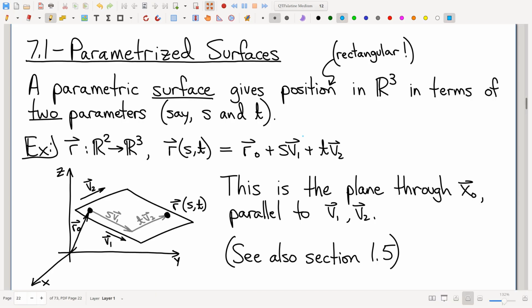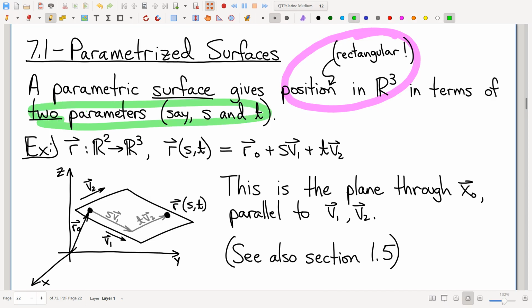We're going to talk about parameterized surfaces and take it from there. Okay, so good news. We've already done one. A parametric surface gives position in space as a function of two parameters instead of just one. And here's the example we saw long ago. This is back in section 1.5, and there was a related homework exercise. I'm sure y'all all recall.